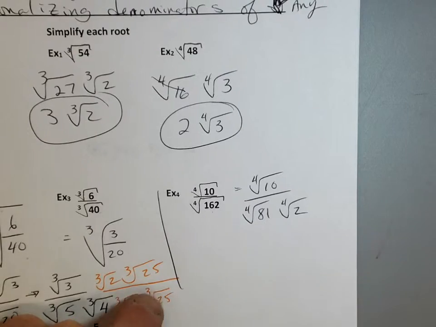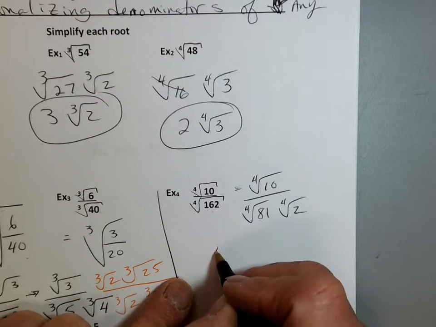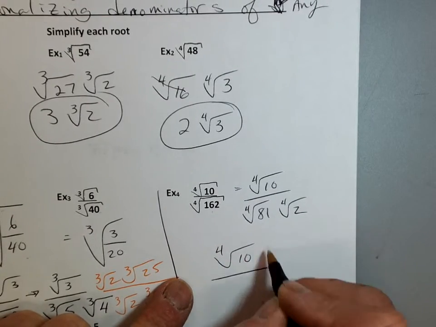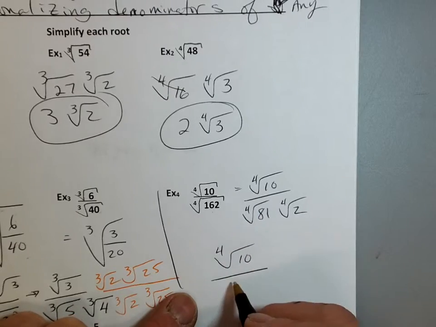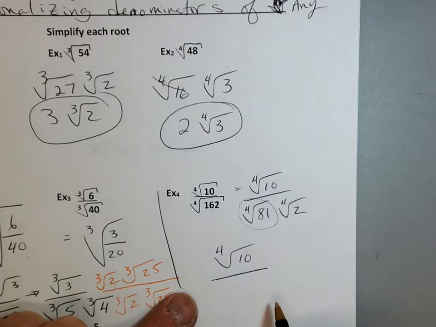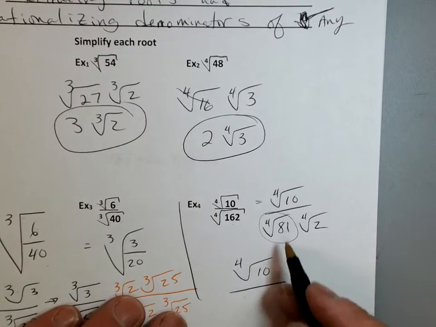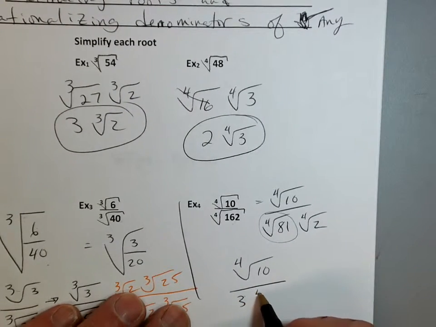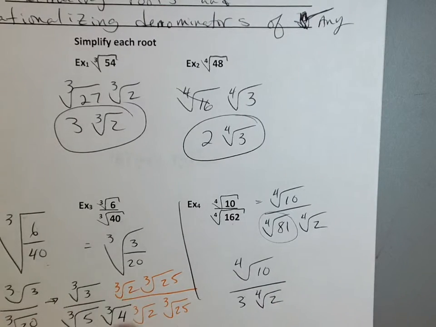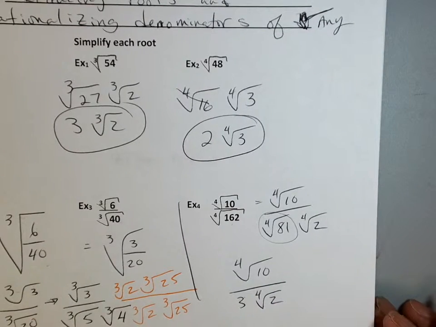Sure. Okay. So then I still have a 4th root of 10 over, what's that? 3. That's 3. How do we know it's 3? It's one of our special numbers, right? 3 times the 4th root of 2. Now what? These are hard.